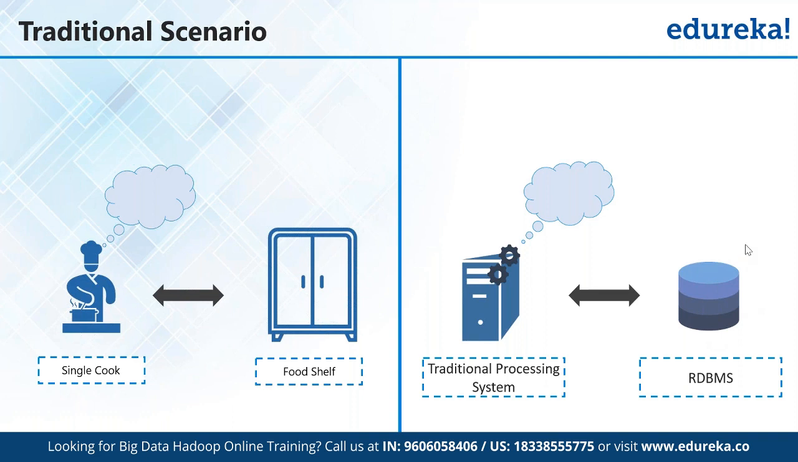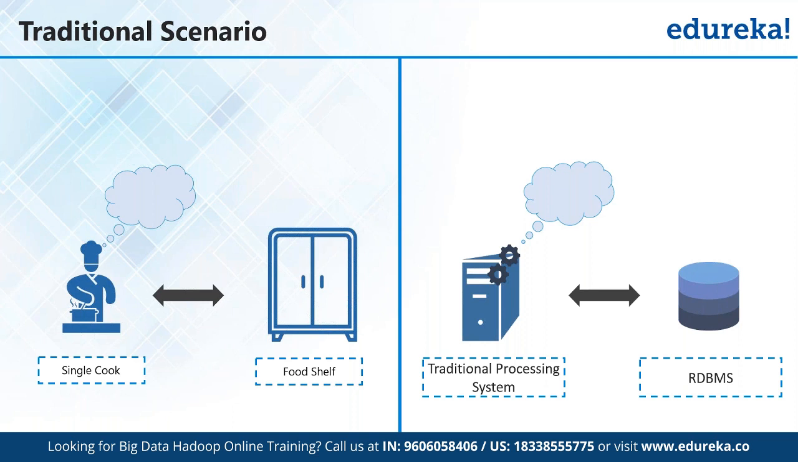the raw food from the food shelf, cook it, and put it back in the food shelf. So it's like you are getting in data from there and cooking it. This is the traditional system. Traditional processing means you have an RDBMS system and you are processing the data. It's quite a simple scenario to understand. You just put in data, and you can get your data processed.